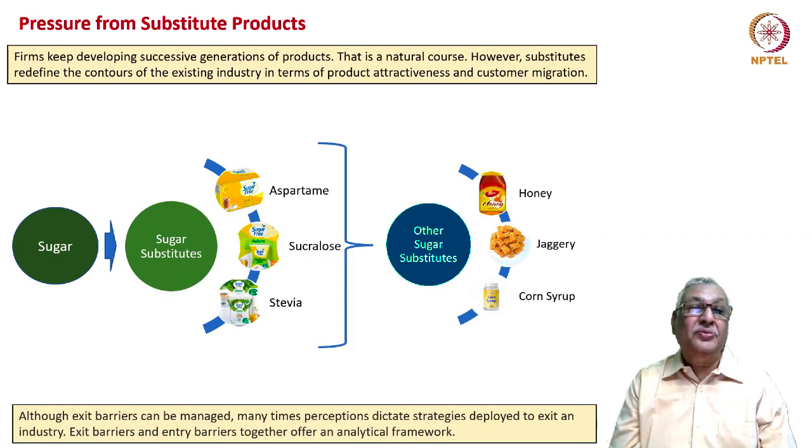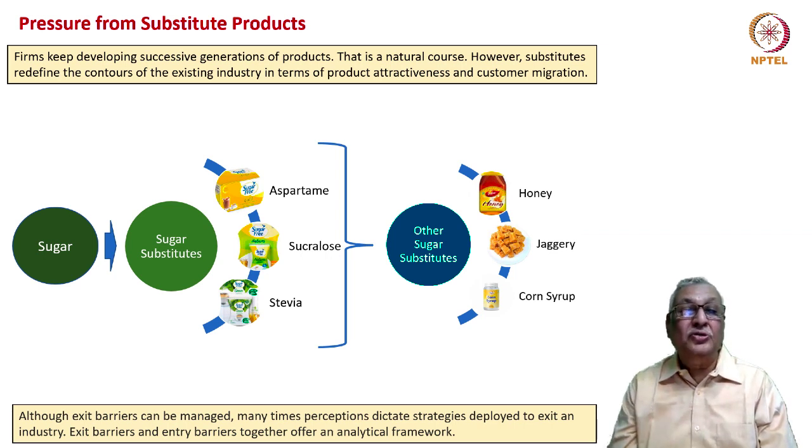Now let's look at pressure from substitute products. Firms keep developing successive generations of products. This is a natural course. Without new products substituting for the previous ones, there would not be progress at all. However, substitutes at times redefine the entire contour of the existing industry in terms of product attractiveness and customer migration.